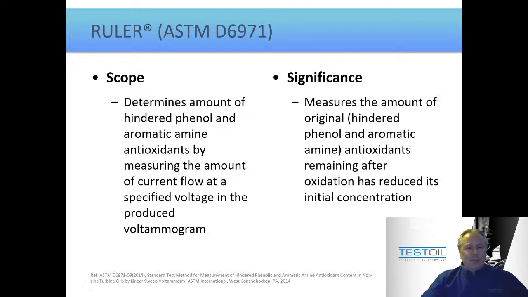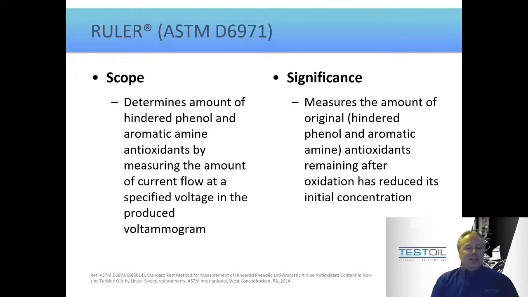Now, some of you may be familiar with a slightly different version of acid number called potentiometric, and that is very, very similar to the version I've just described. It comes up with a very similar result, it just doesn't use a color indicator. But anyways, the other test that I wanted to mention is, of course, RULER, because this is the one people expect it to correlate with.